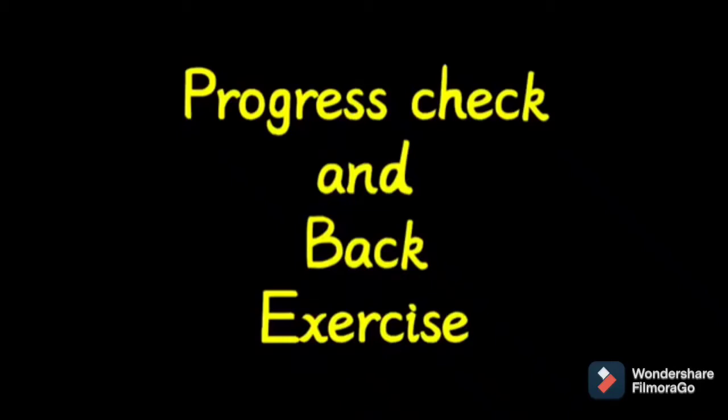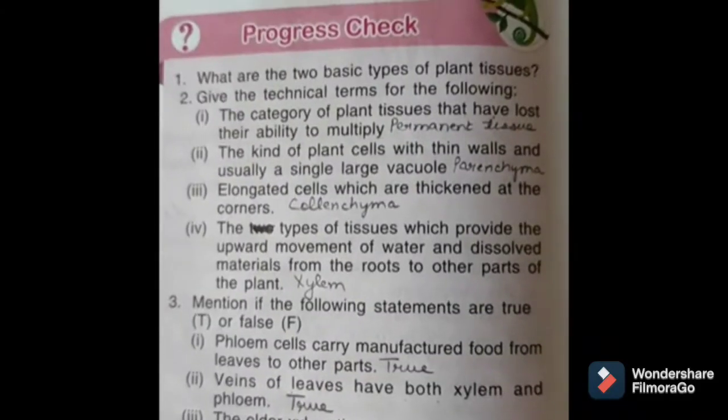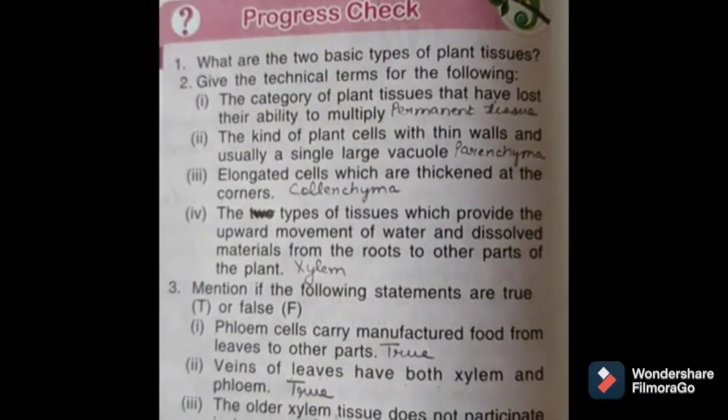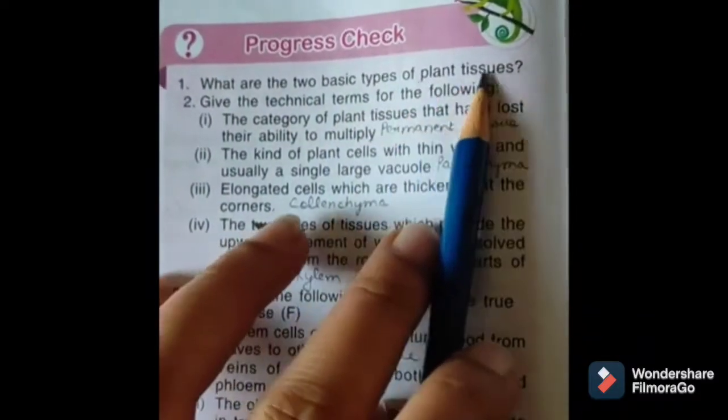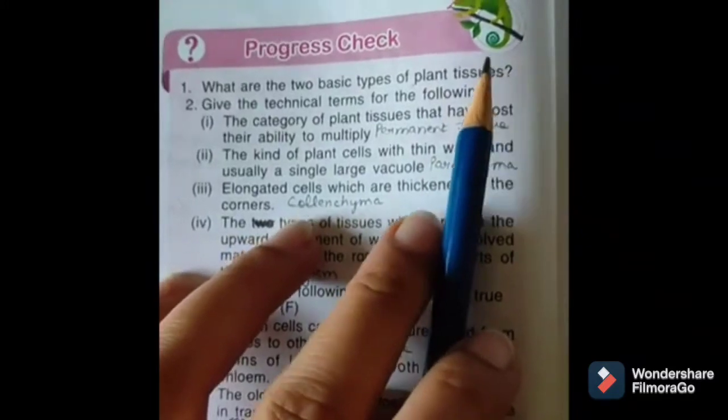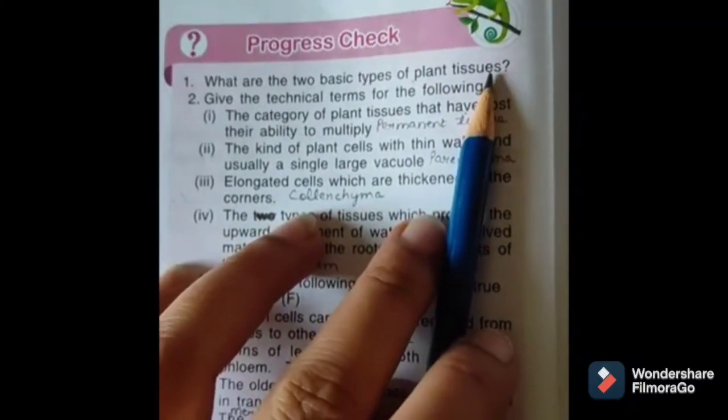Discuss progress check and back exercise given in the book. So fill your answers carefully. So progress check on page number 26. Here, first question, what are the two basic types of plant tissue? So answer is meristematic tissue and permanent tissue.